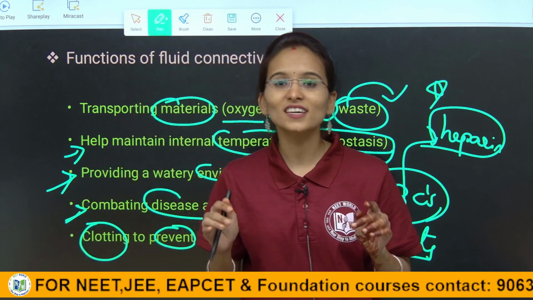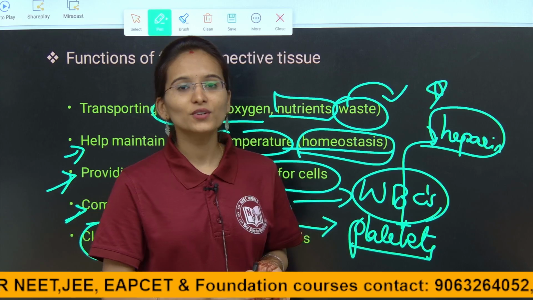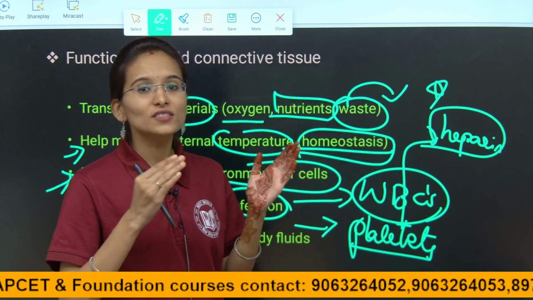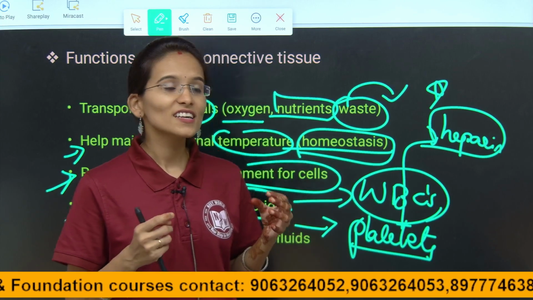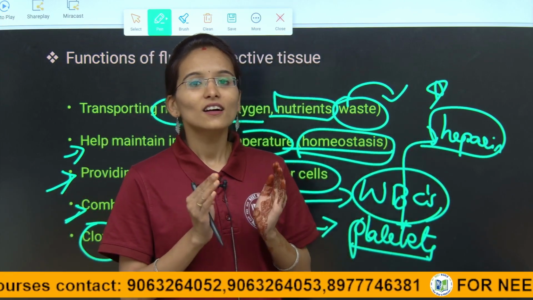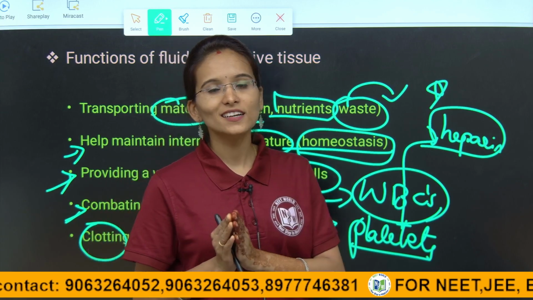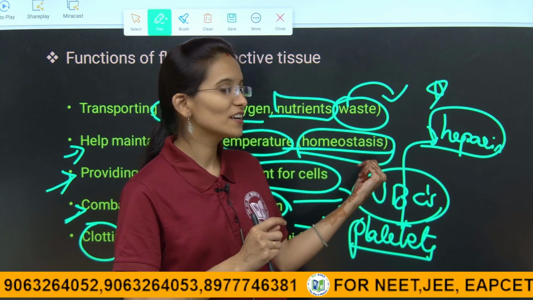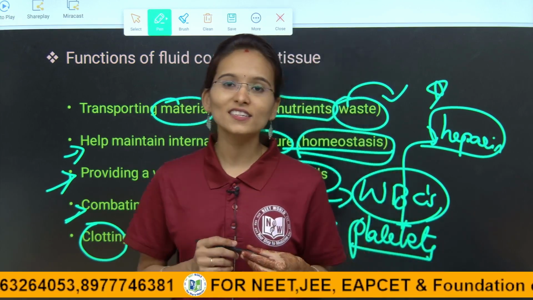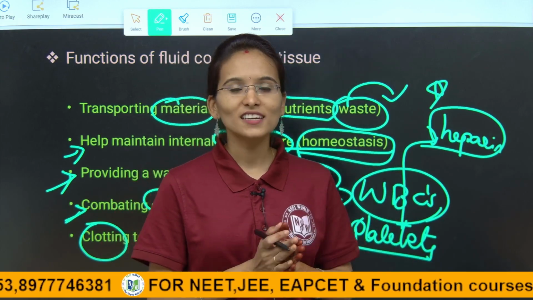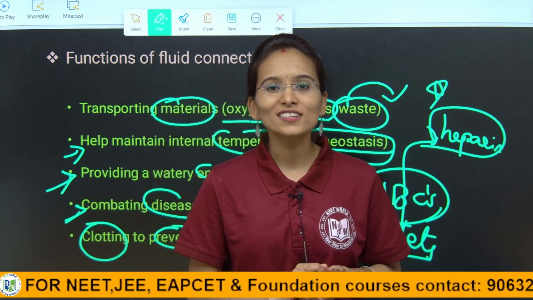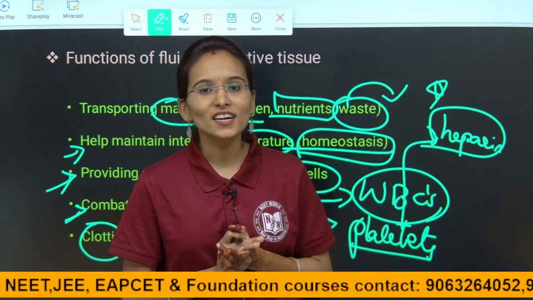Clear with the functions? The main function of the fluid connective tissues is to transport the nutrients, and then to send the waste from our body. Platelets help to stop the flow of blood at the injured areas, and heparin is an anticoagulant which helps against blood clotting. And WBCs act like a defense mechanism against disease-causing microorganisms. Okay. So, clear students, this is all about the fluid connective tissues.